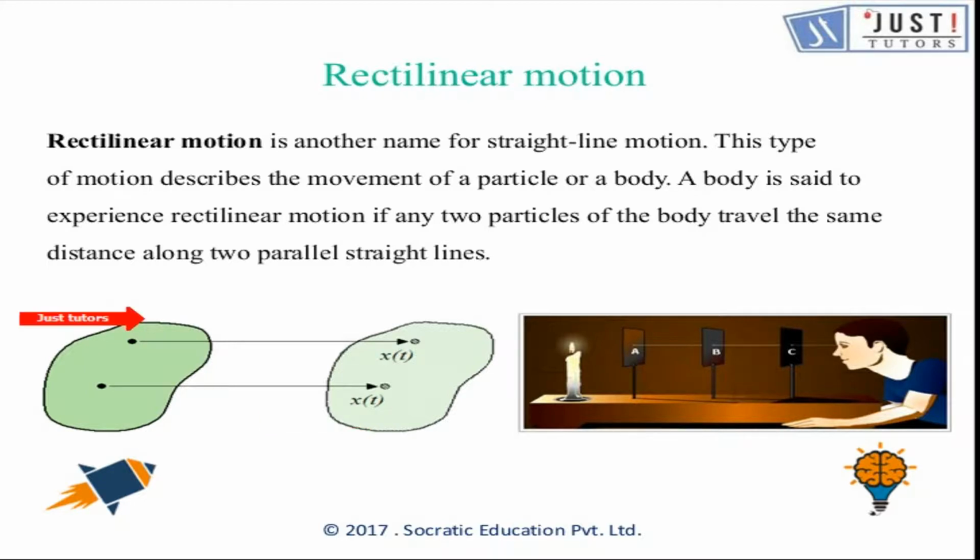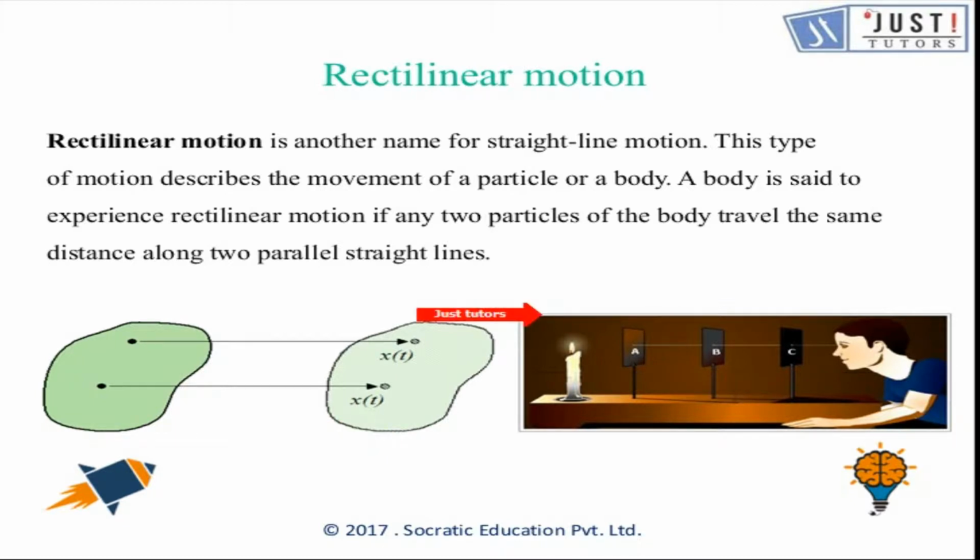Now this body has been translated from one position to another. We have taken into account two particles on this body. Now as you can see, these particles have moved the same distance along a straight line, and these lines are parallel to one another. So we can conclude that this object is in rectilinear motion.